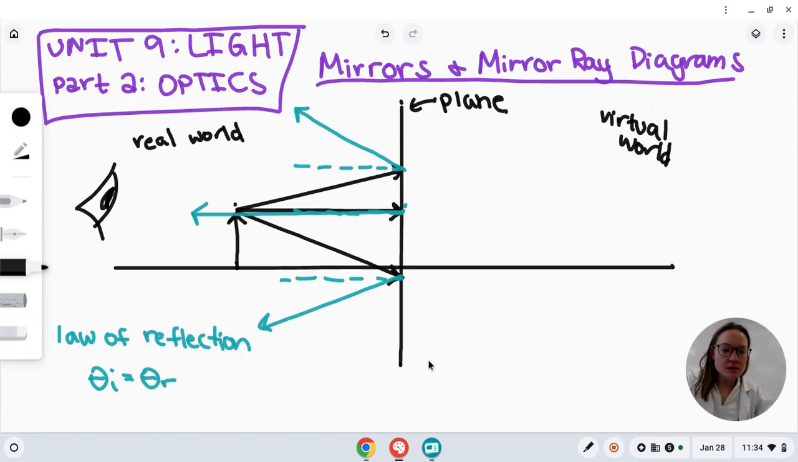So here's what your eye would do, is your eye would look at all of these reflected rays coming from the mirror. Once again, please just ignore the bells.